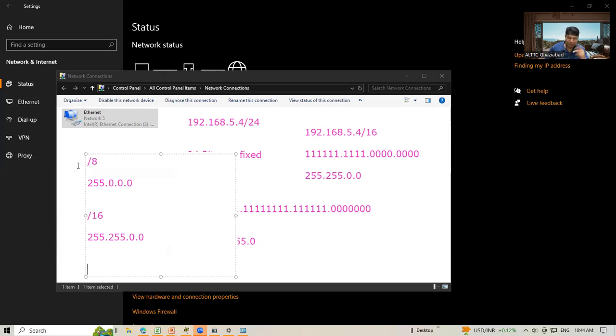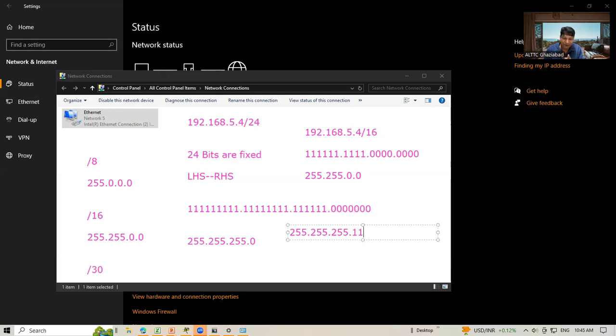Okay. Now one question for you: /30. Can you calculate this? Try to. Yes, calculate. So the first 30 bits are fixed. So 255.255.255 are fixed. Now the other one is not 0, it is different.